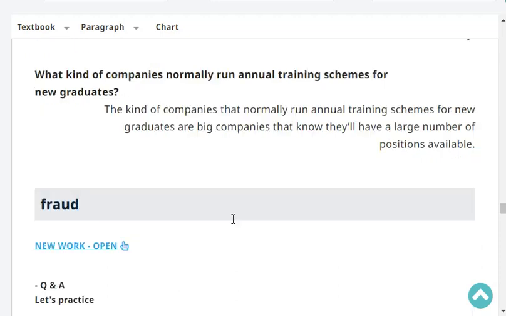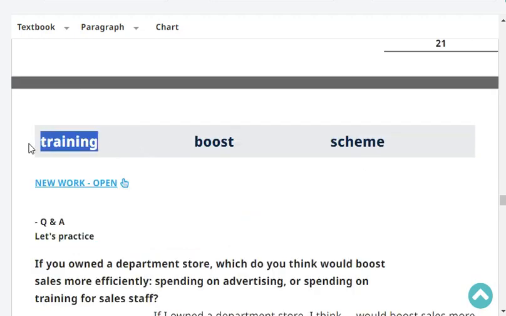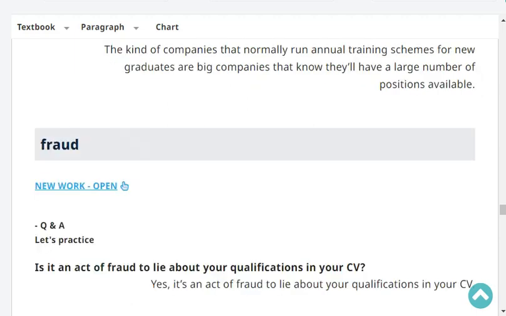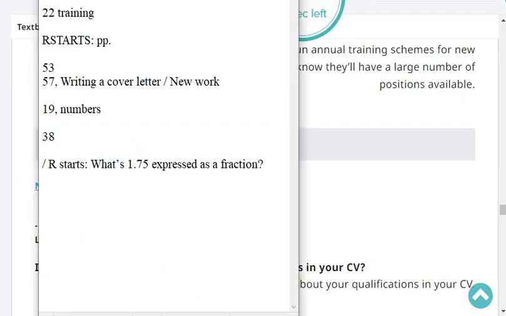What kind of companies normally run annual training schemes for new graduates? The kind of companies that normally run annual training schemes for new graduates are big companies. They'll have a large number of positions available. Very good. Okay, so we stop there for today, but very good reading, very good dictation.